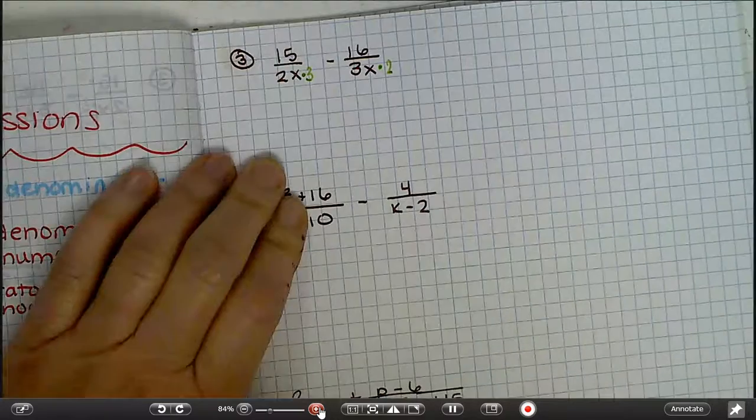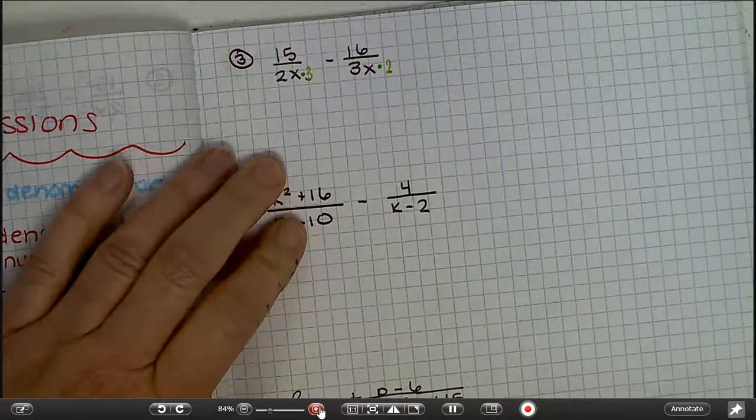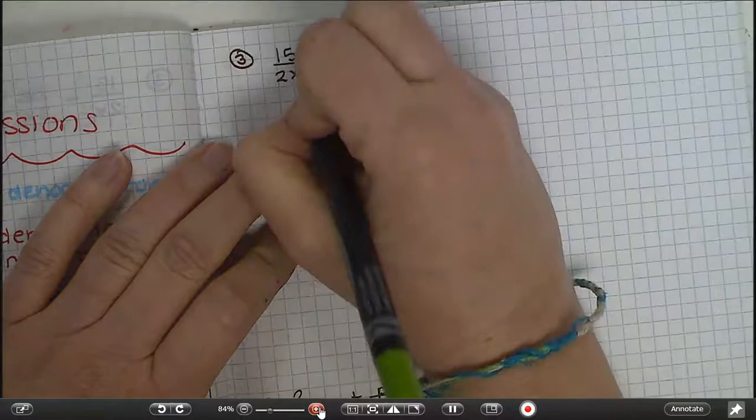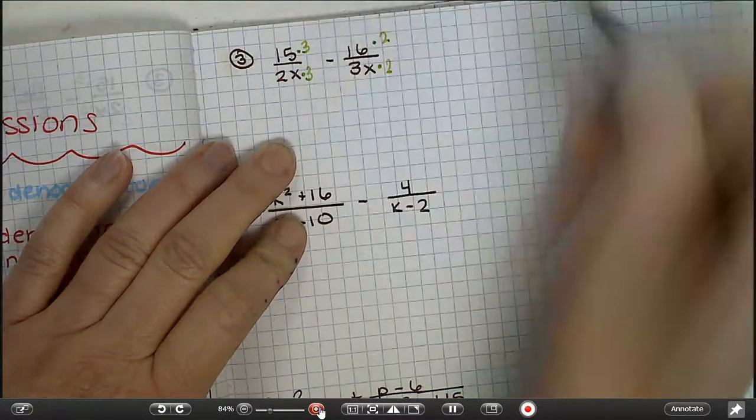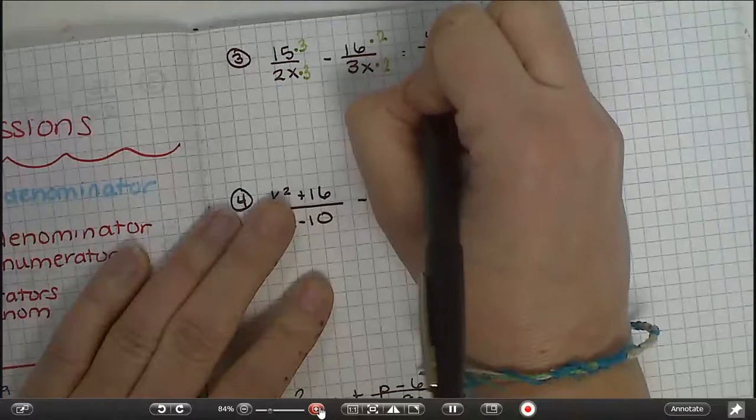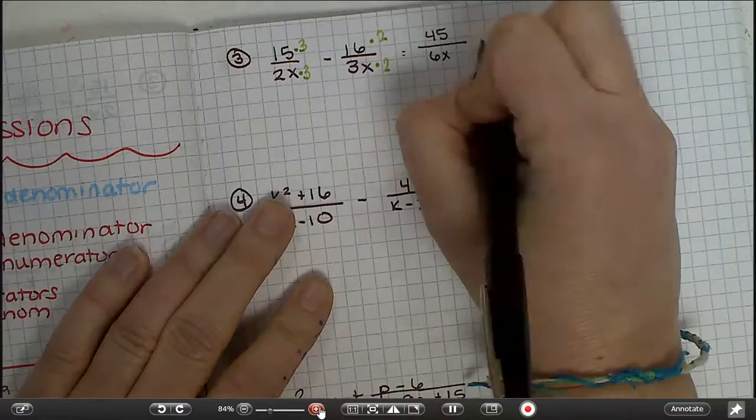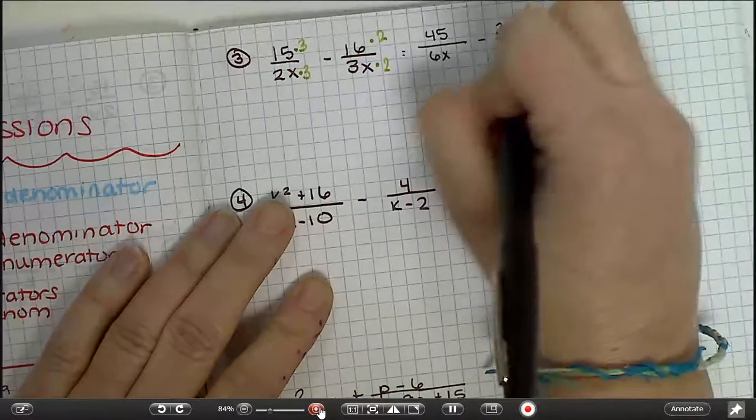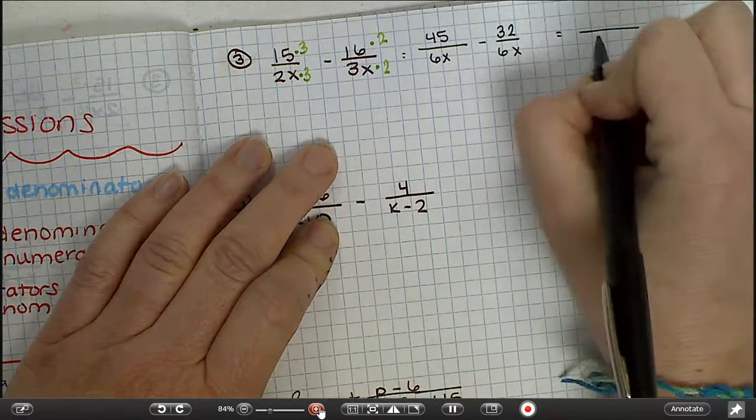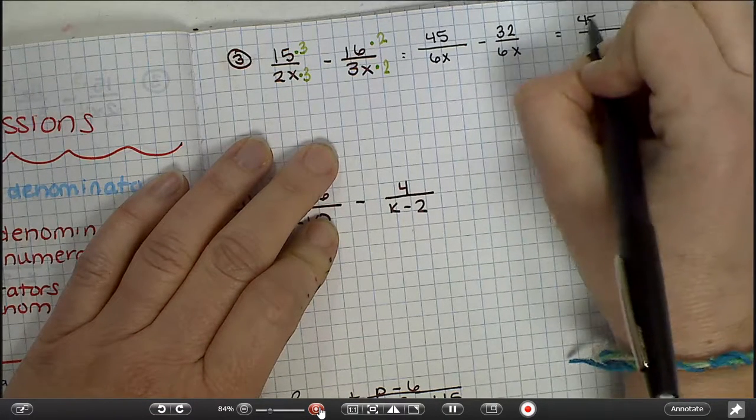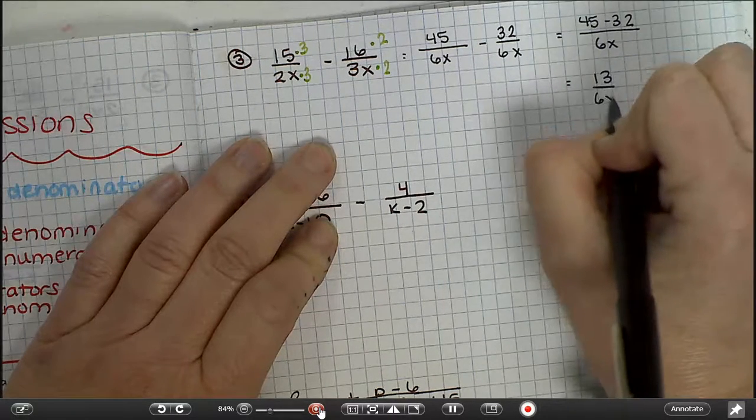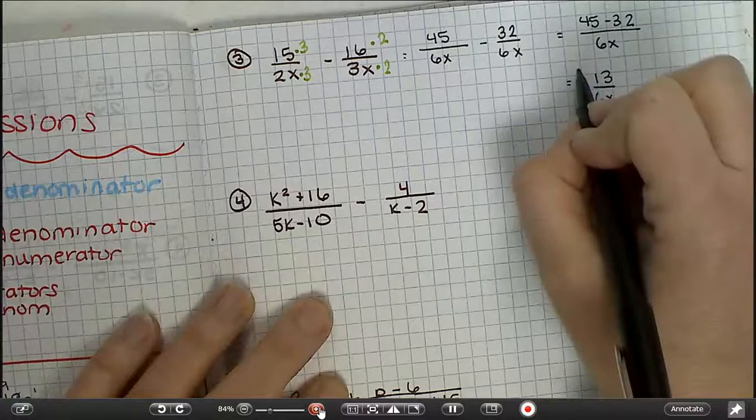But remember, you can't just change the bottom of a fraction without changing the numerator because it will not be equivalent. So we need to also multiply our numerators by the same thing. So now we have 45 over 6x minus 32 over 6x. And we can proceed with our common denominator goodness. 45 minus 32 is 13 over 6x. We can't simplify that, so that's the answer.